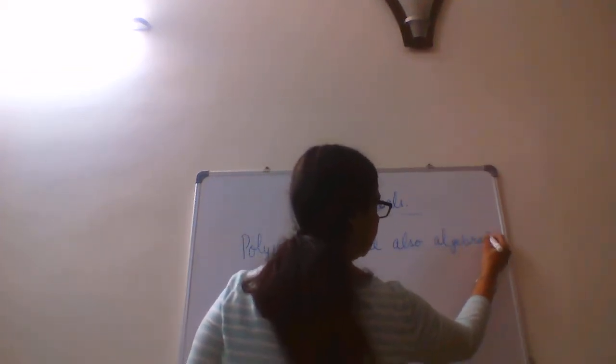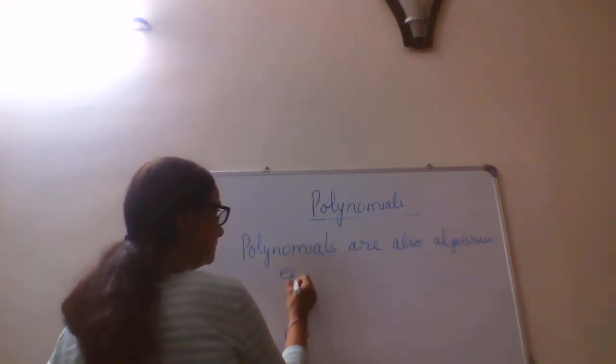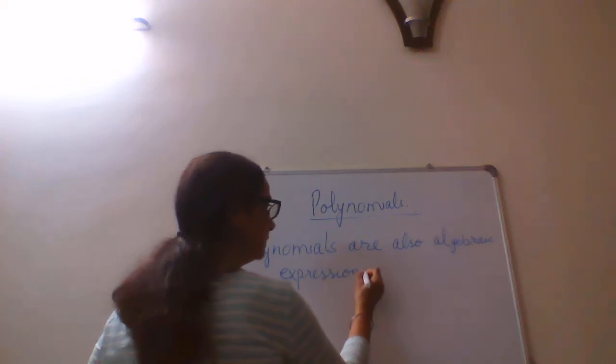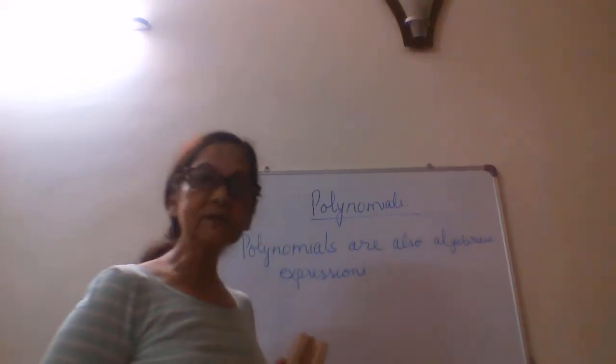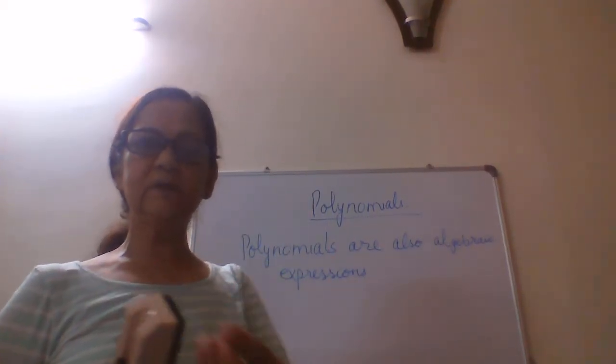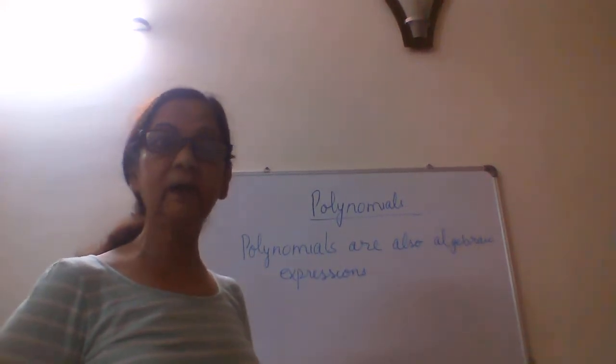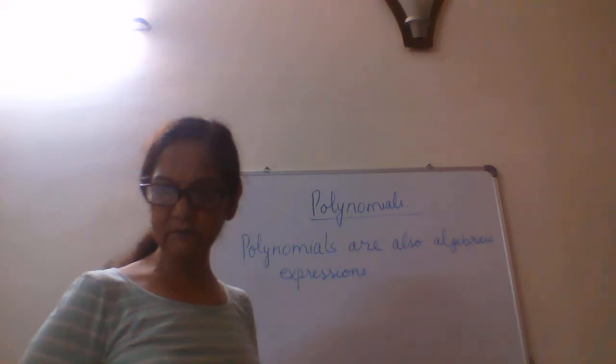You know that algebraic expressions are the expressions which consist of constants 1, 2, 3, 4, and variables a, b, c, d, e, f, g, or x, y, z, any numeral which can take any value. That is why they are called variables.